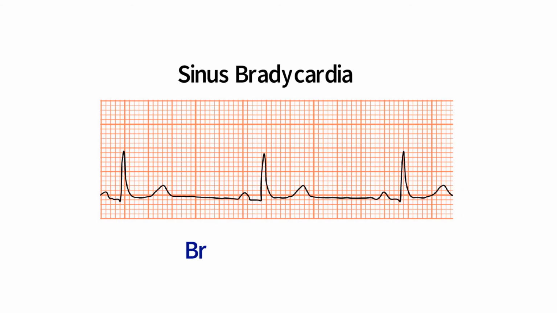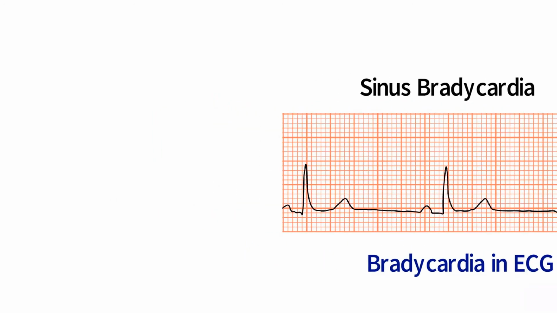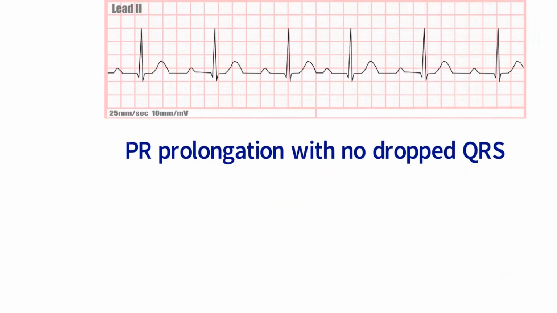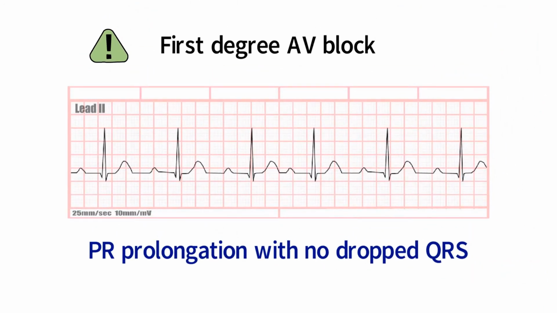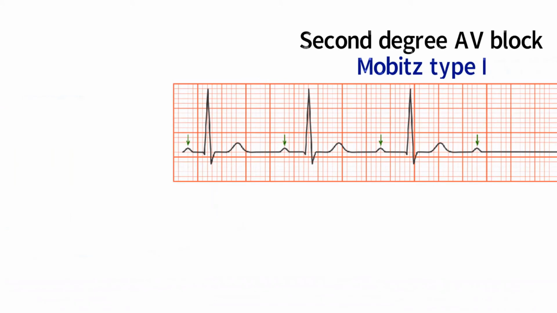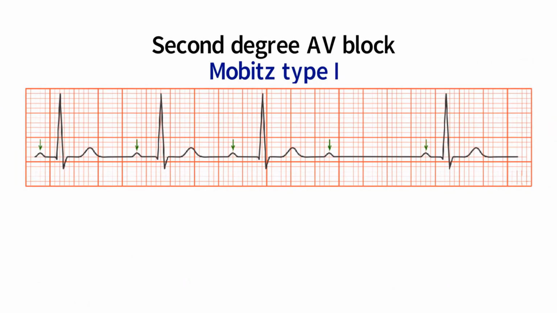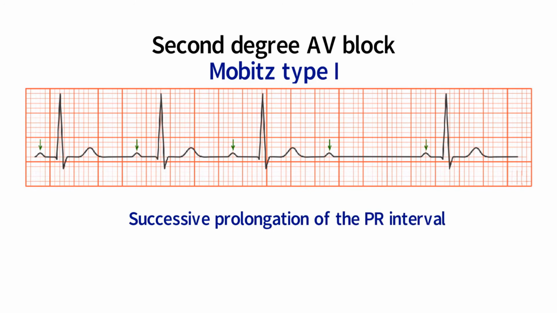And let's remember again, sinus bradycardia, there was only bradycardia on ECG when we checked the rate, and everything else was normal. And when we checked the first degree AV block, we found that the patient is having prolonged PR but no dropped QRS. And when we checked Mobitz type 1 or the second degree type 1, we found successive prolongation of the PR, then a dropped QRS.